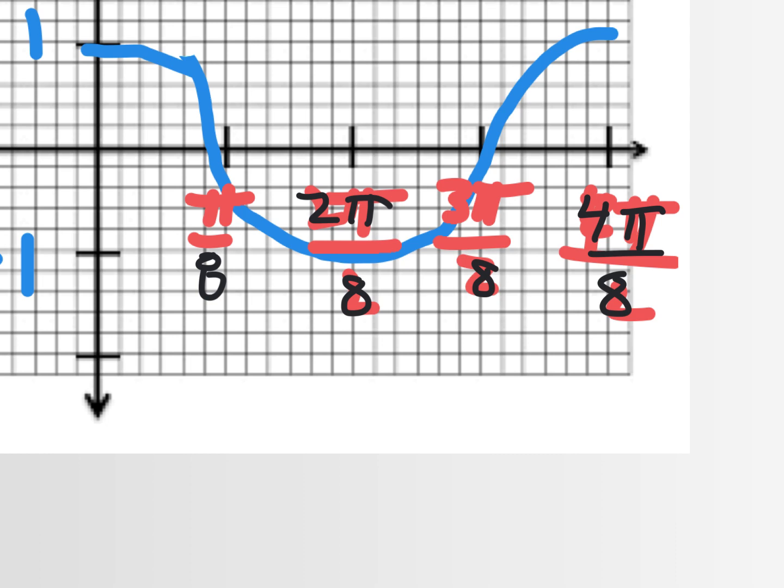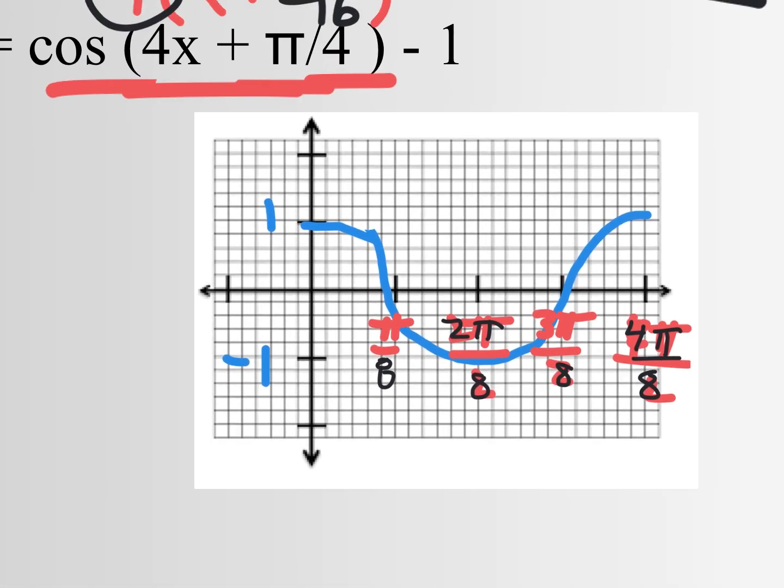Yep. Now, could we reduce those? Sure, but it'd be kind of dumb. Because what if I need to move this thing over? Then I'd want to know that the next one's 5 pi over 8. So we'll reduce it at the very end when we're all done. Okay, so now, where do I have to move this thing?